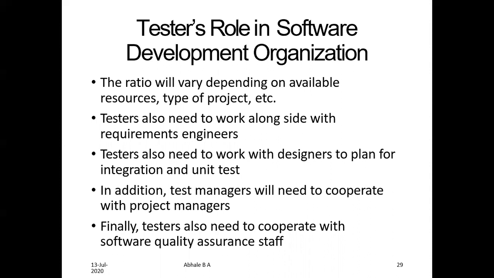Next, finally, the tester also needs to cooperate with the software quality assurance staff. These are the other members. Software quality assurance will check the quality of the software. When the tester is testing your application, the software quality assurance staff are reviewers, inspectors who will inspect the software. They will focus on the quality factors. So testers should properly explain what types of defects have arisen in the software and how they were resolved. There should be proper communication with the software quality assurance staff also.